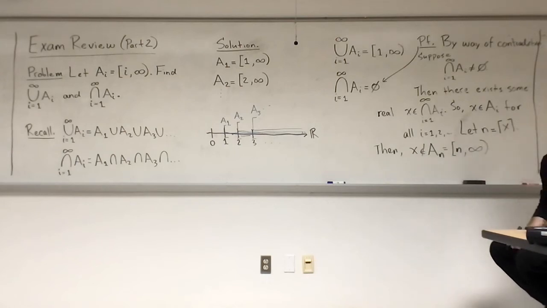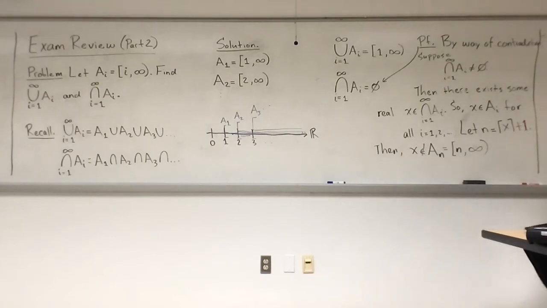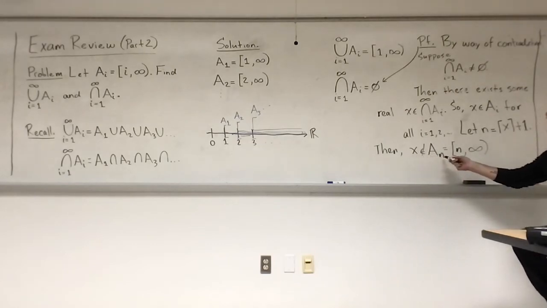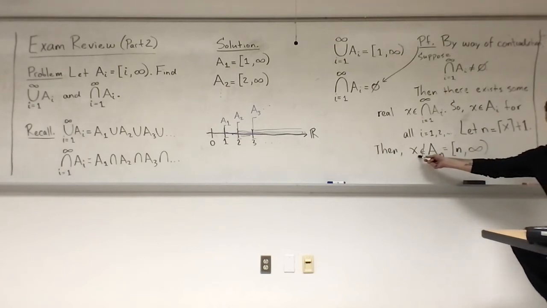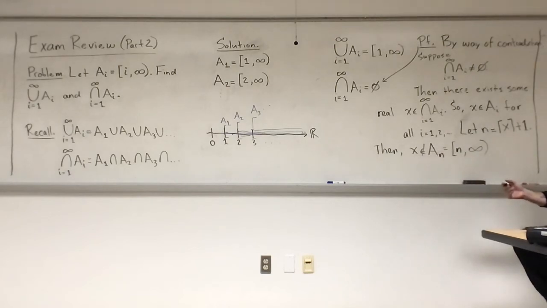Oh, actually it could be, right? It could be if X was equal to n, like if X was an integer. So we have to be careful about that. We can fix it by doing this: n plus 1. Then n is definitely bigger than X. So X cannot be an element of n because n is bigger than X, right? A contradiction.